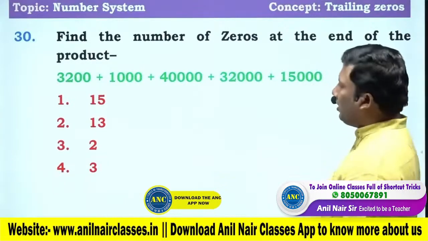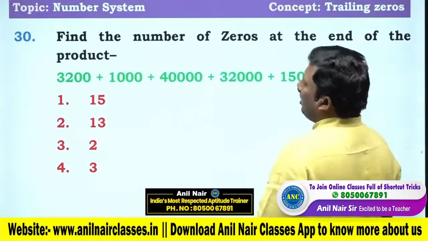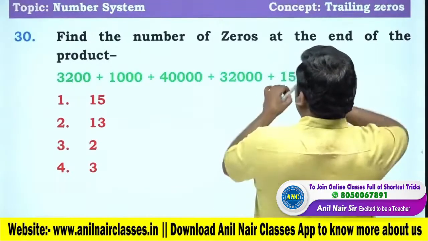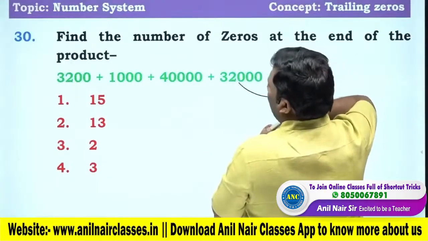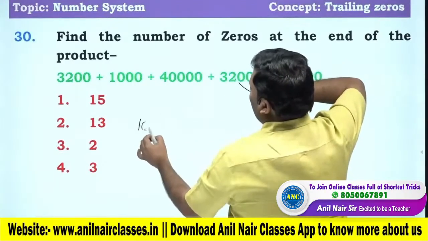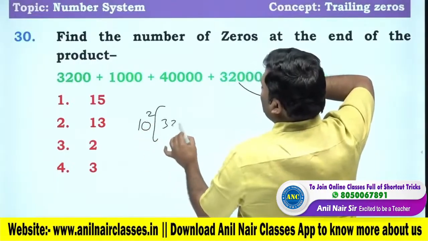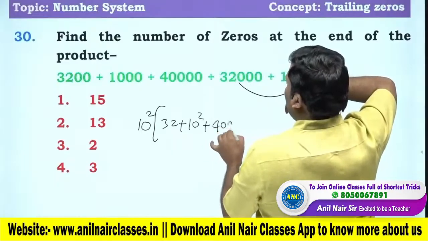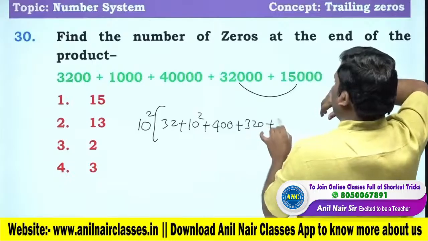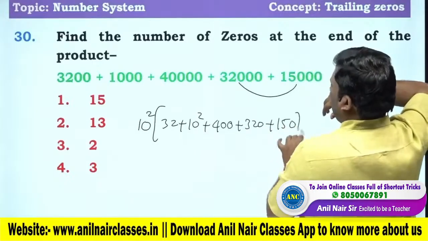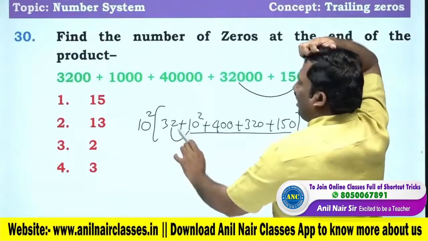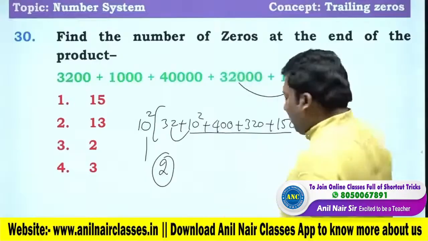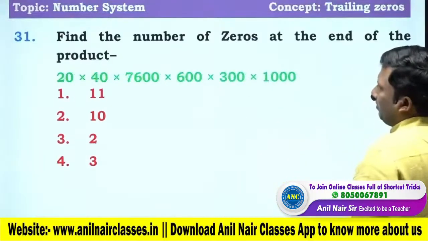Now 3200 plus 40000. So how many zeros will be there? These 47,000. Or probably what you can do is take 10 square common. This will be 32 plus 10 square. This will be 400, this will be 320, this will be 150, this will be 150. All are multiples of 10 with unit digit 2. So the highest power of 2 will be more than the highest power of 5.